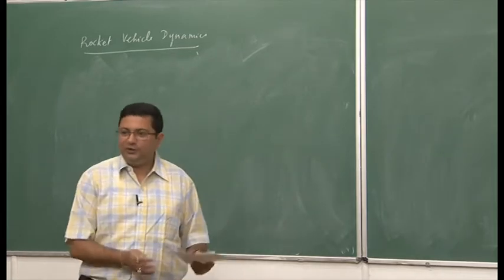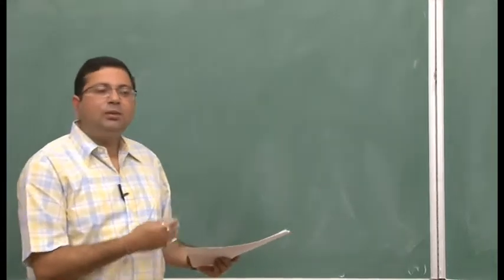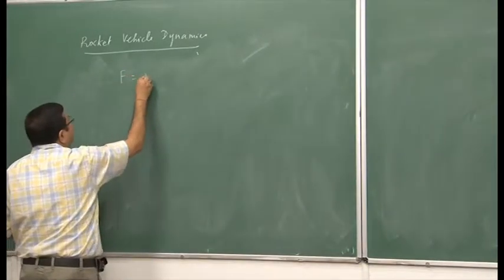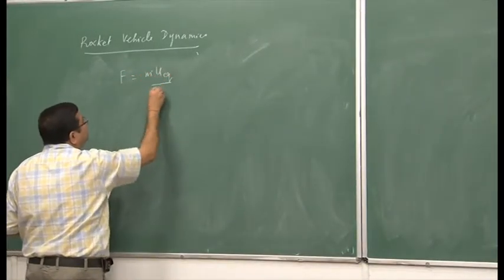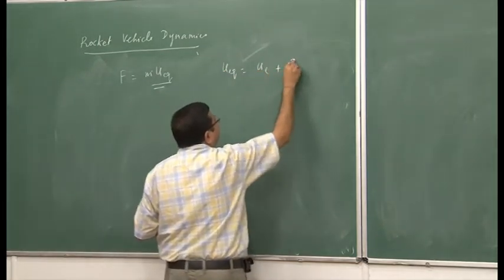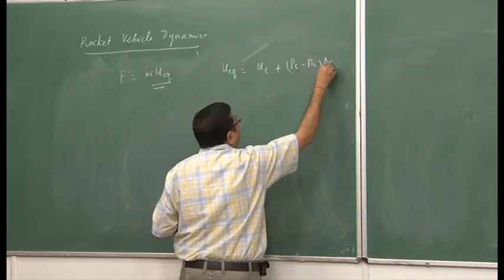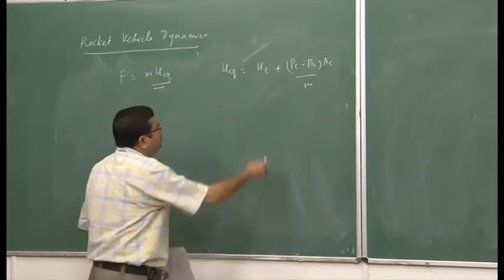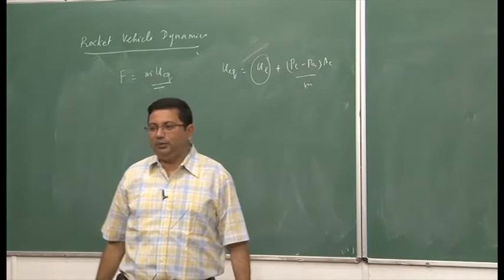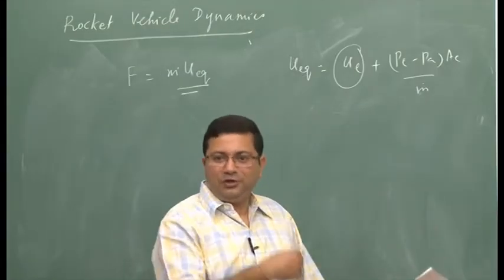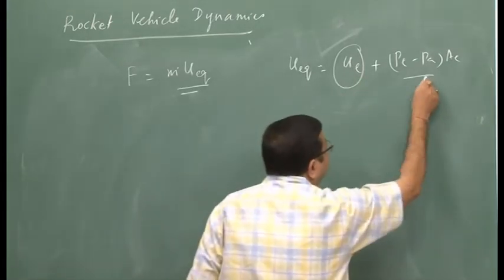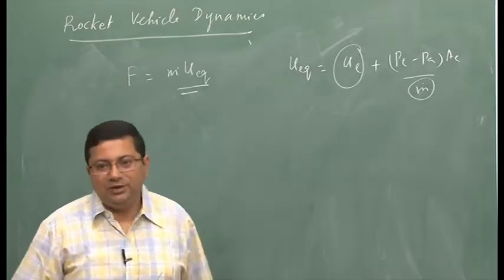Now, let us look at a different approach of getting the same equations. If you recall, we derived in the last class that the thrust is equal to m dot u equivalent, where u equivalent was equal to u e plus (p e minus p a) A e by m dot. So, u e is the exit velocity. This is the parameter which your rocket engine is providing to you, not the thrust. Thrust is an outcome of that. What the rocket engine is providing is u e and m dot. These are the two parameters that are coming from the rocket engine.